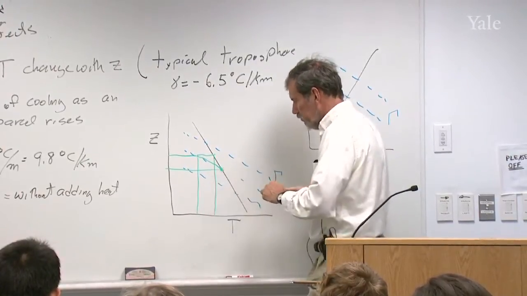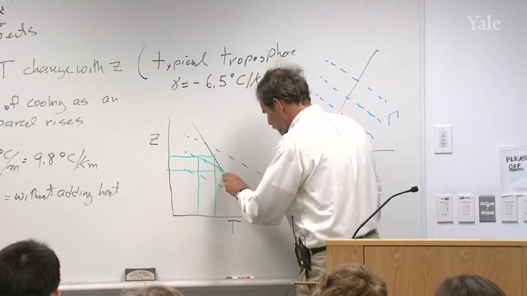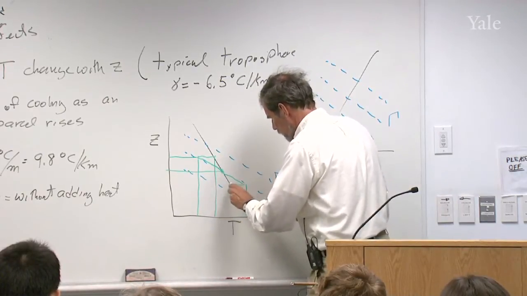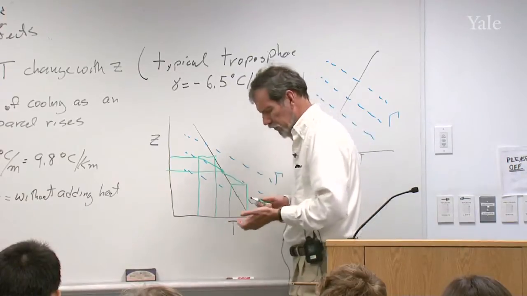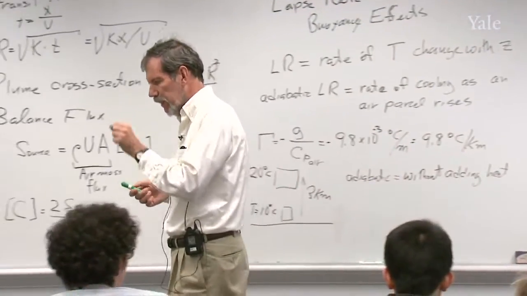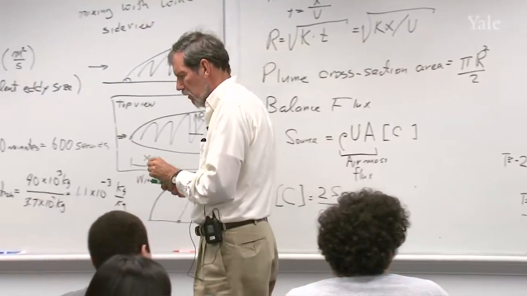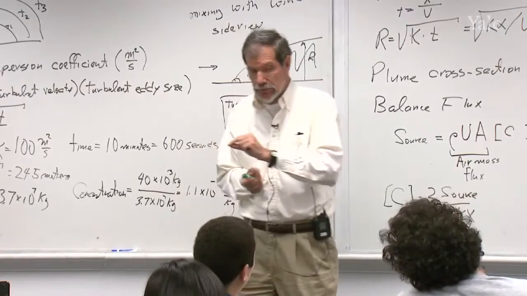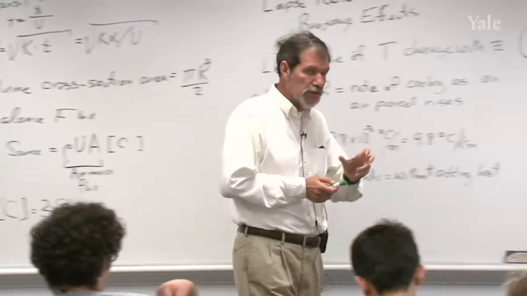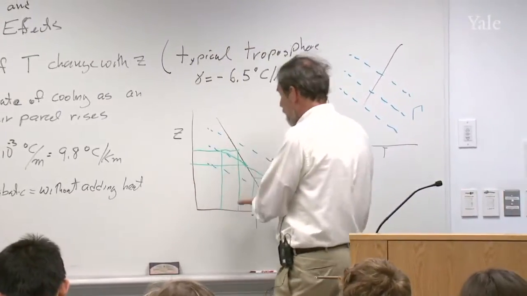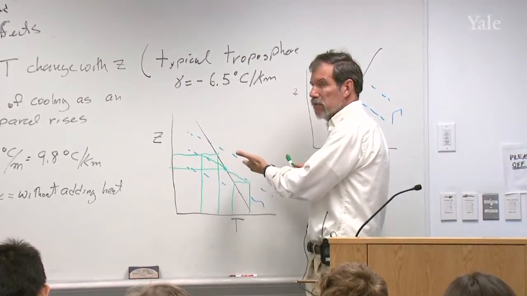I'm negatively buoyant, I'm heavy, I'm going to sink back. You can repeat it. You could push that parcel down in the atmosphere. It'll move to here. There's a new temperature, and a new temperature of its environment. It got warmer as it went down. The environment got warmer too, but it got warmer faster. Therefore, it's warmer than its new environment. It's now buoyant. It's going to want to bob back up to its original condition.